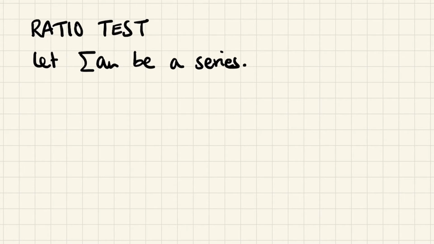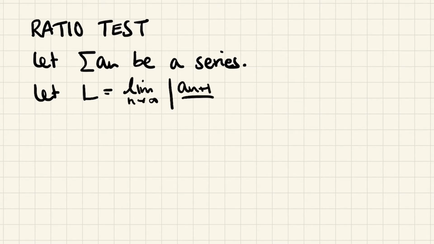So let's suppose we have a series that we're interested in, and we're going to let L equal the limit as n approaches infinity of the absolute value of a_(n+1) over a_n. So basically, a term divided by its previous term. Now, you're going to get some sort of expression involving n, and then you take the limit as n goes to infinity, and you're actually going to get a literal number out of that, right? So now, what's our conclusion?